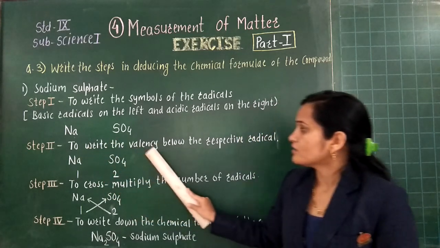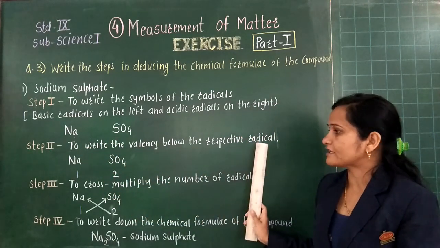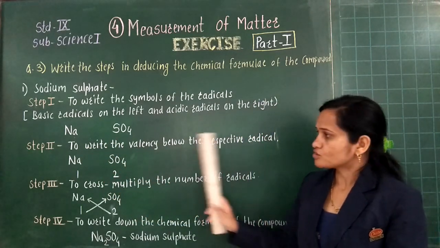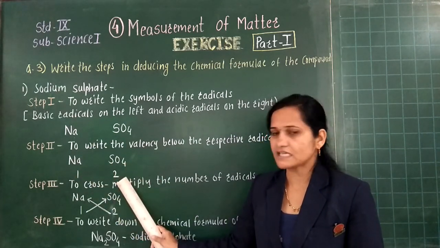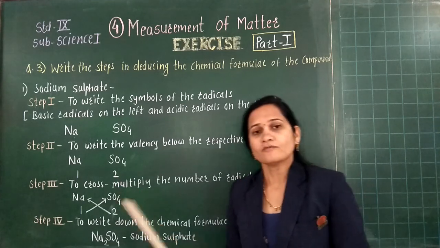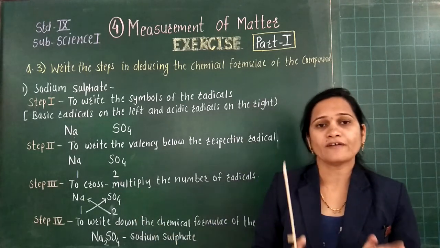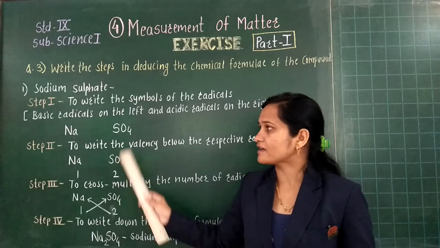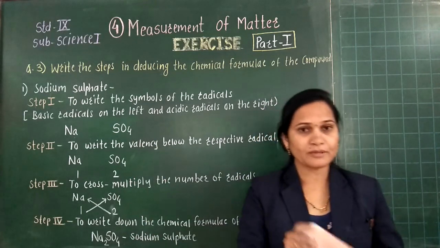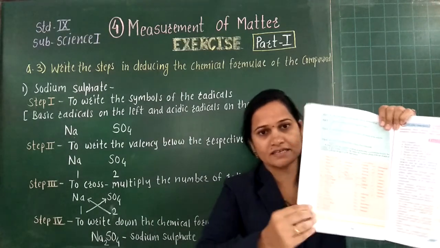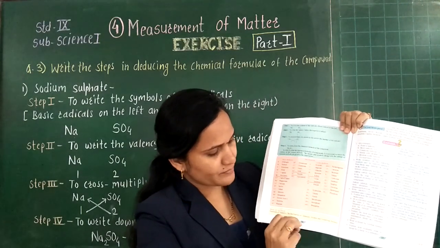To write the valencies below the respective radicals. Sodium valency is 1 and SO4 valency is 2. Now from where can we know the valencies of the given radicals or the compound? In your textbook on page number 56. Give attention here. See page number 56.